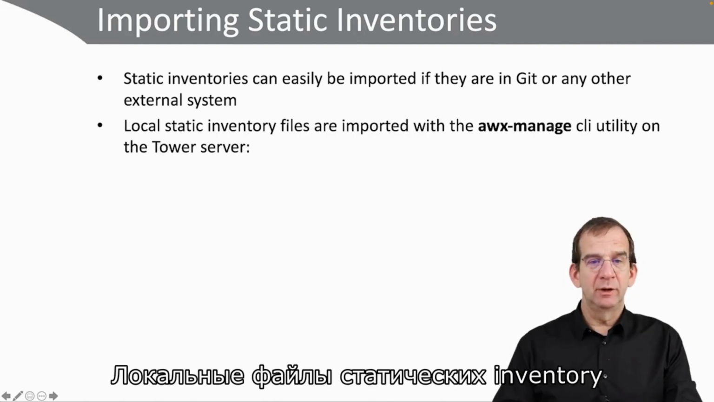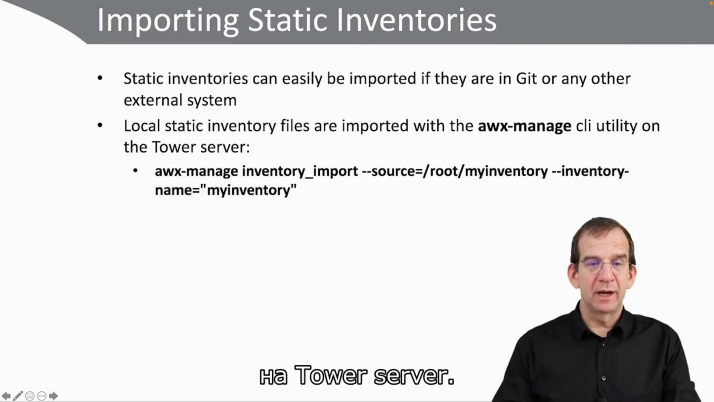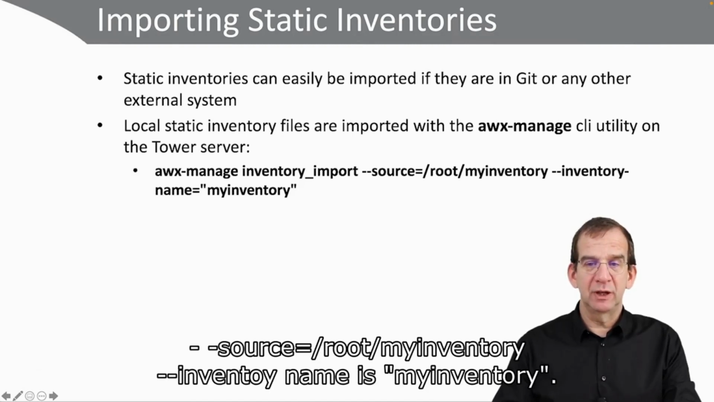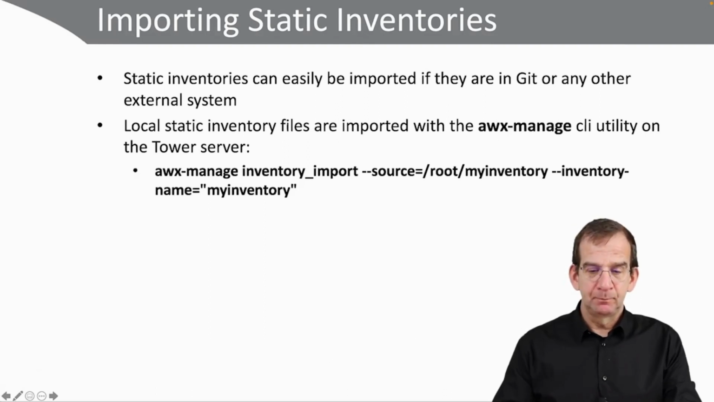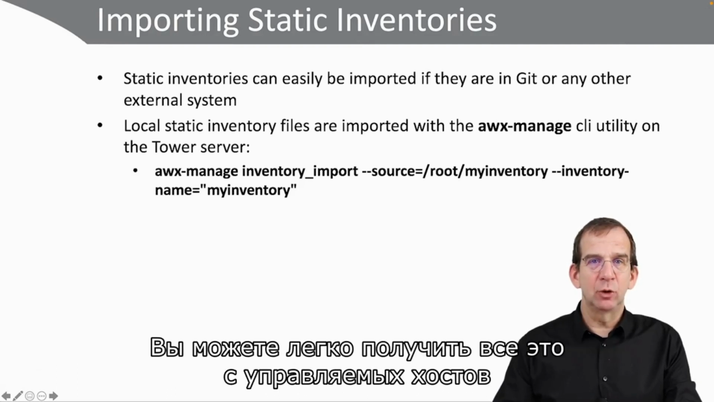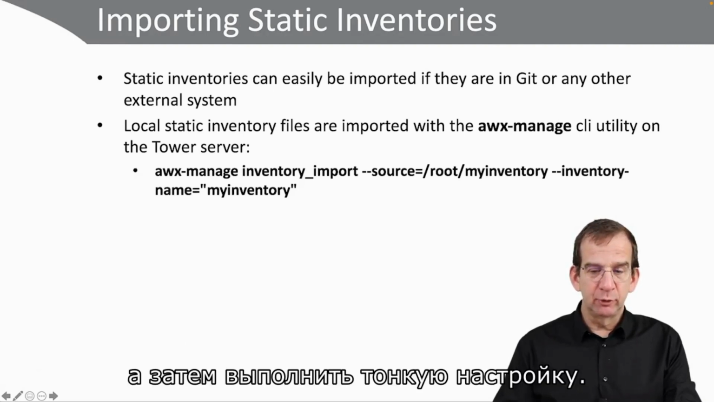Local static inventory files are imported with the awx-manage CLI utility on the Tower server. You would use something like awx-manage inventory_import --source=/root/myinventory --inventory-name=myinventory. And that makes it a lot easier. That is the reason why you want to import inventory files. You can easily get all of the managed nodes in your Tower environment, and from there, you can further fine tune.